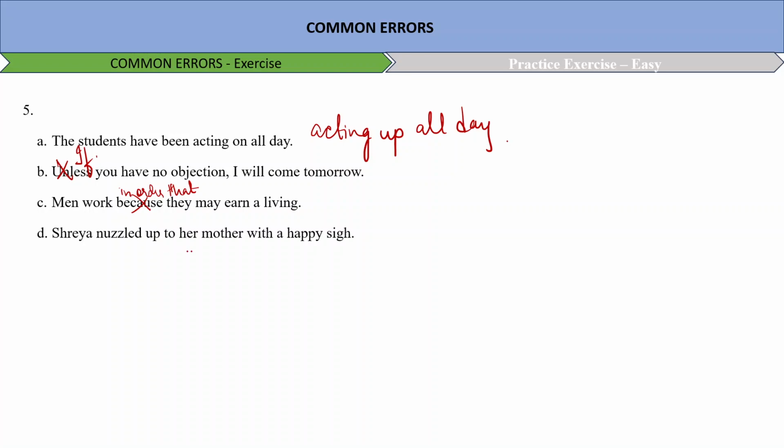Shreya nuzzled up to her mother with a happy sigh. You see, we discussed nuzzle will go with up. Correct? Appropriate.